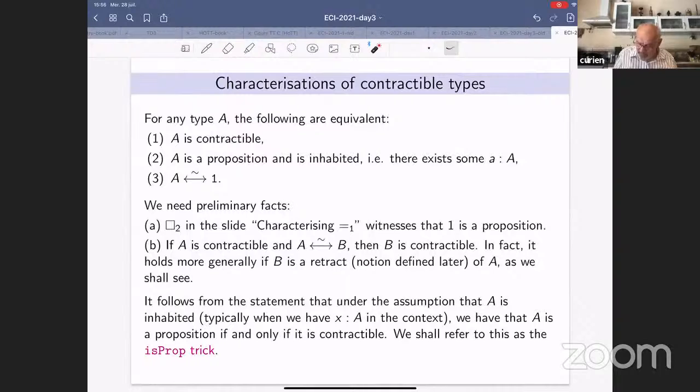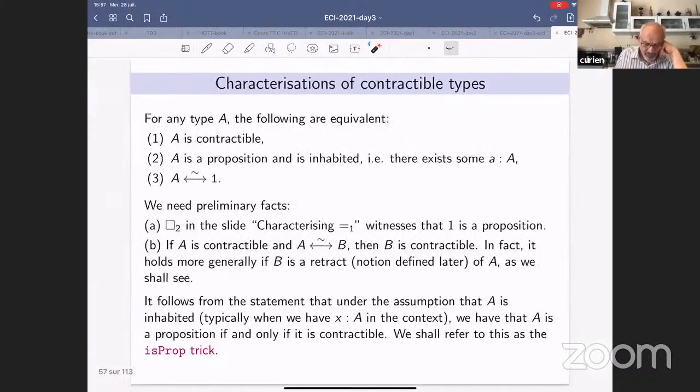And this way of proving that A is a proposition, since it's used over and over again, I give it a name. I call it the is-prop trick. So when I refer to the is-prop trick, it's exactly this. In order to show that something is a proposition, I will find myself in a context where I know already that it is inhabited for some reason, and then I only have to show that it is contractible. Okay, because of this equivalence here.